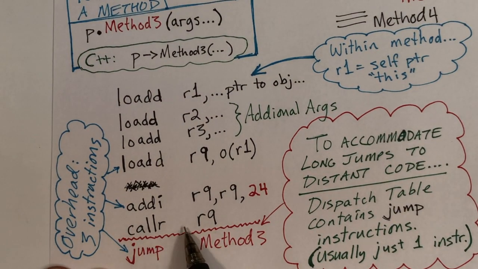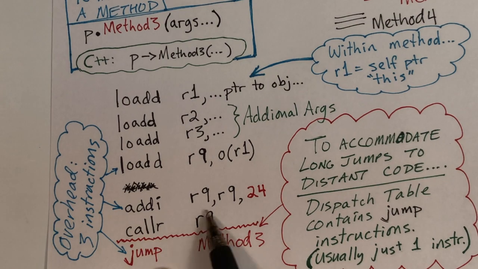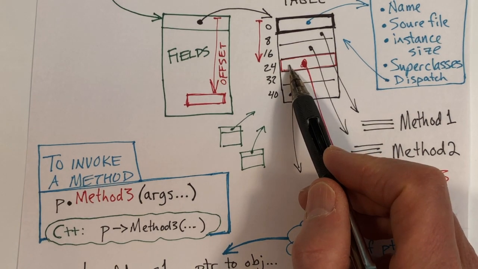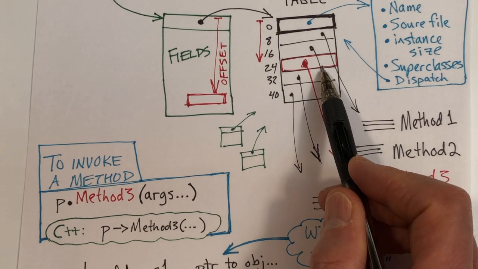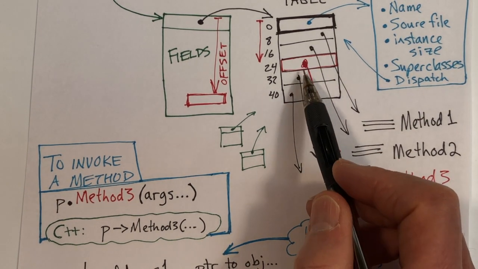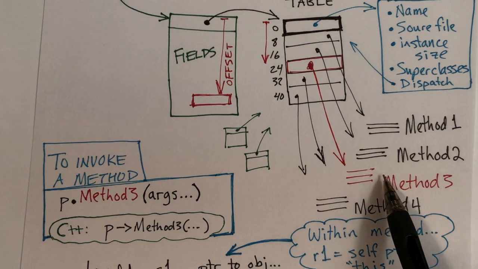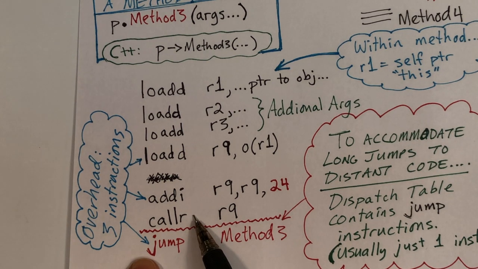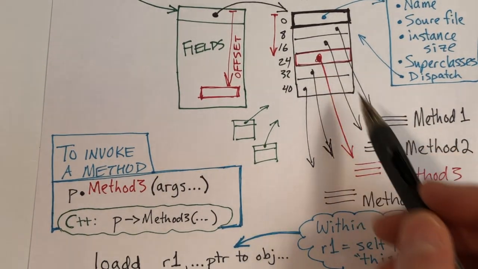Then we have the call instruction. This is a call register, so the address actually being called is in register 9. What we do is call and begin executing code at this location right here. Remember I said that each of these entries contains a jump instruction. So we do a call but immediately jump to the first instruction of the method. The call instruction saves the return address, which is the instruction right after the call. Then we jump to the dispatch table, and that contains the jump to the method.